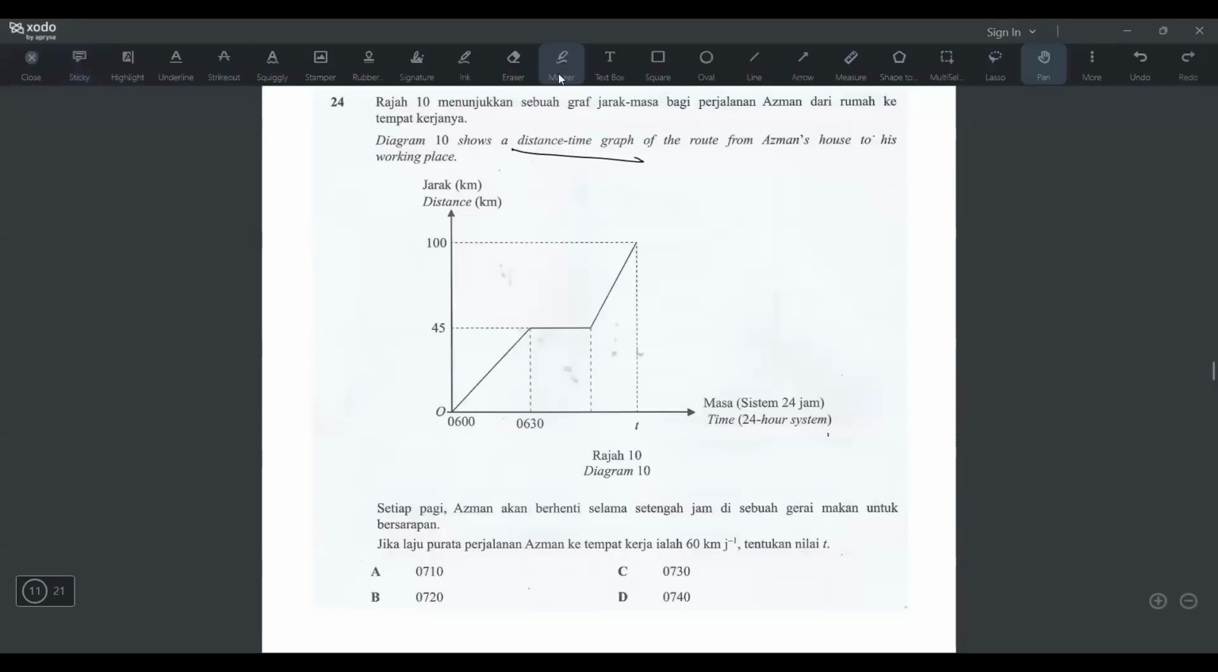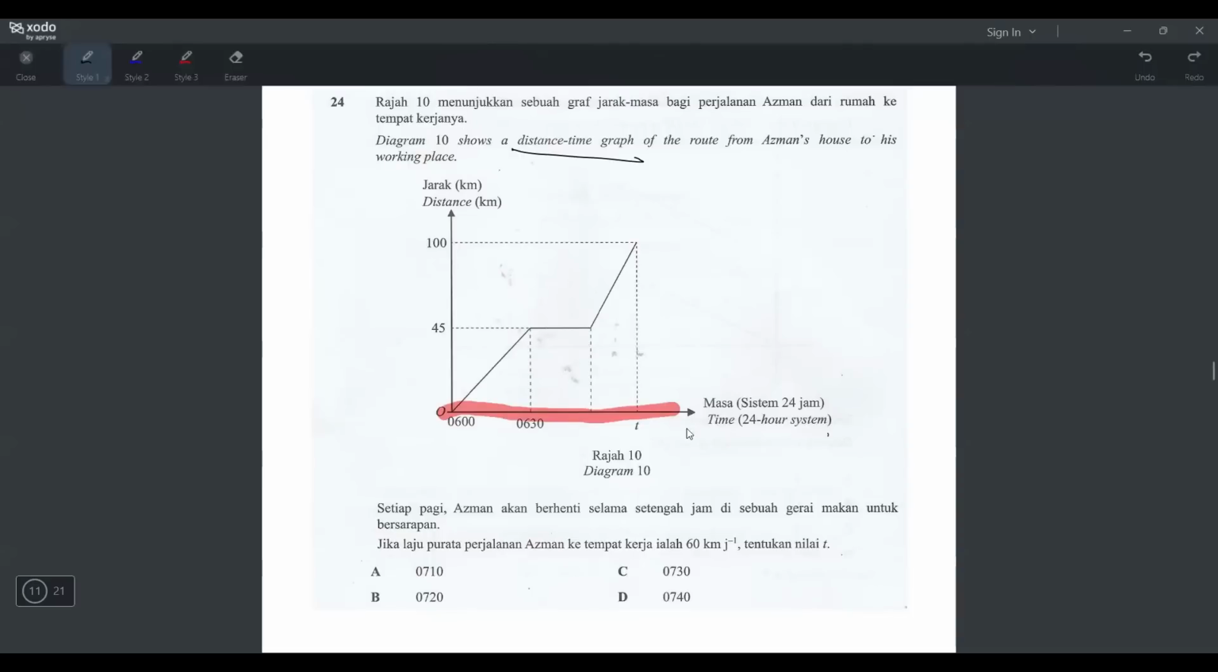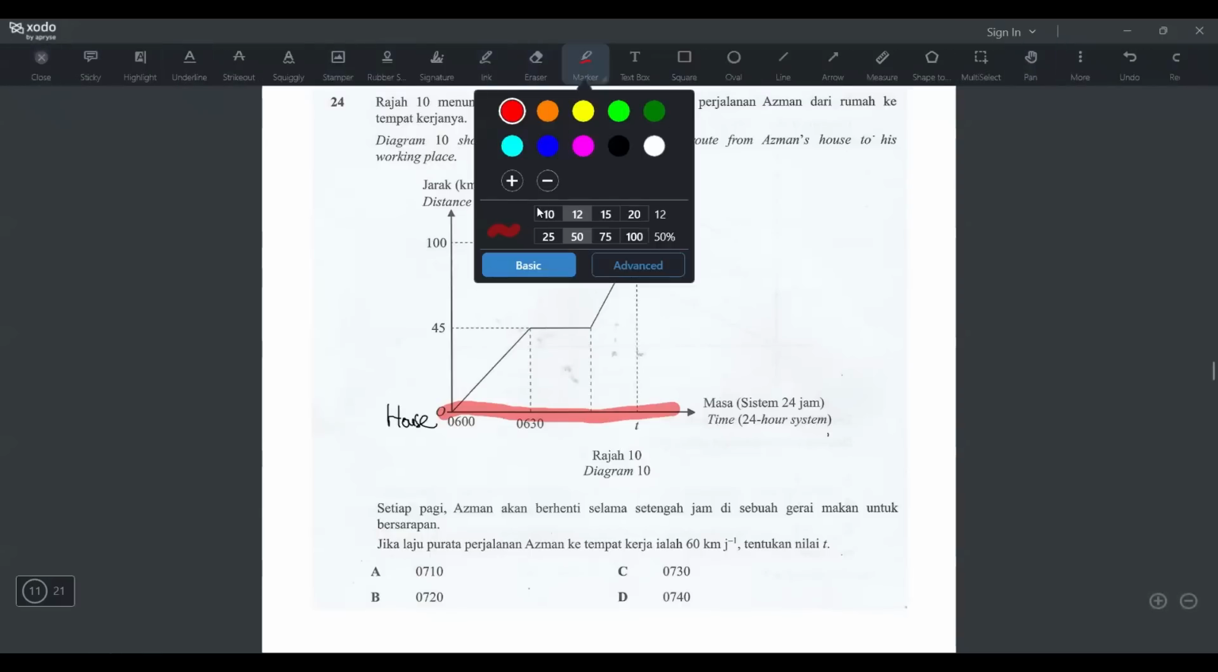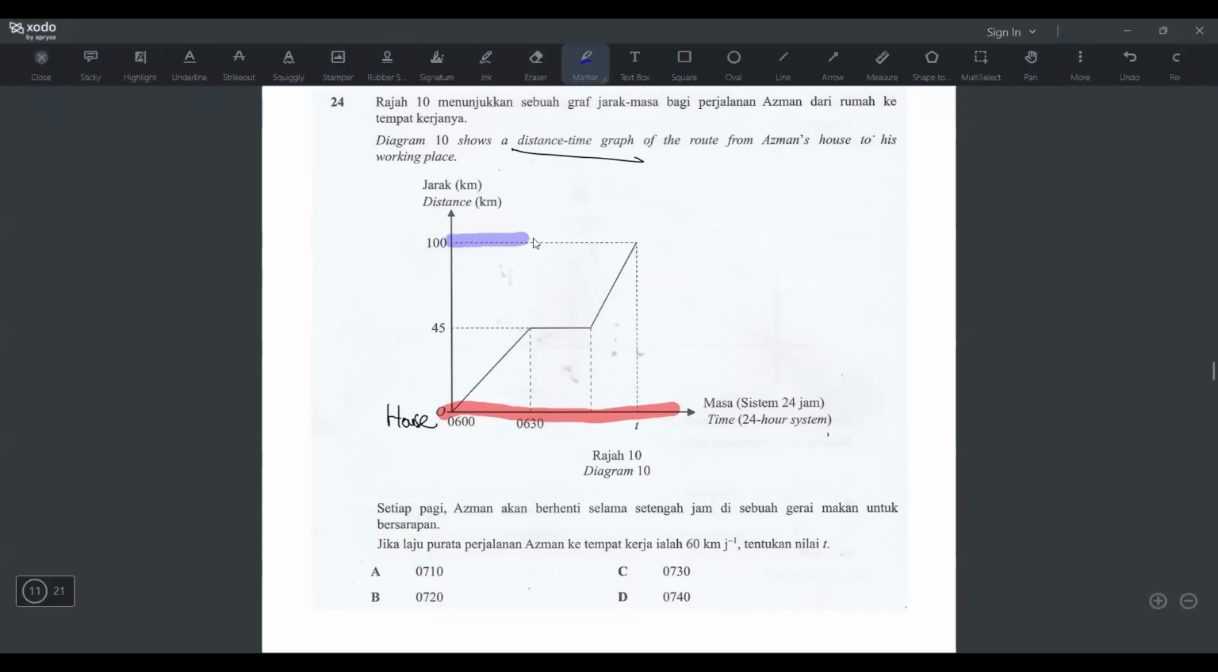Okay, if I am you, I will highlight to explain. So I will highlight this, and I will write Azman house. Okay, this red color is Azman house. And then I will highlight yang atas and write this. I use a different color. So this one I will write working place. Okay, working place.